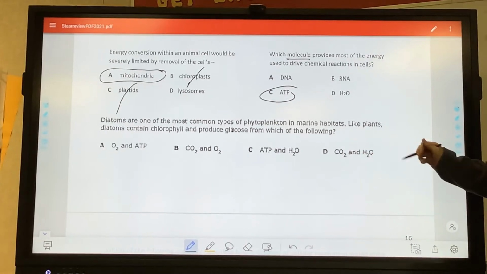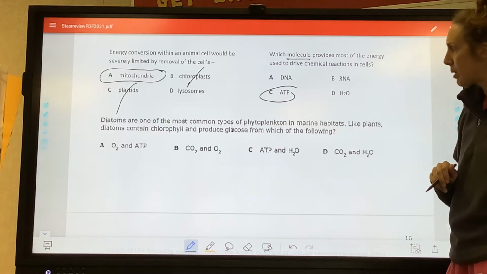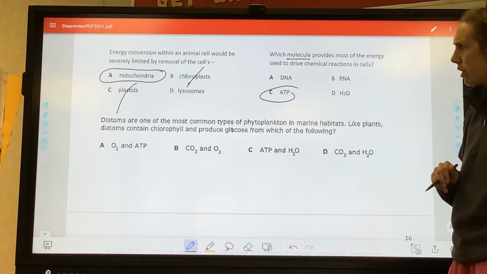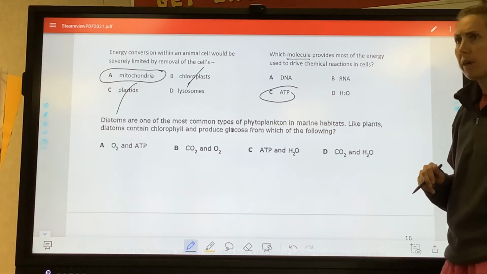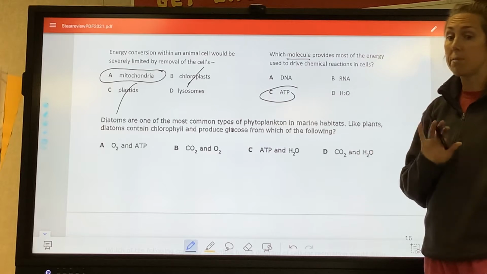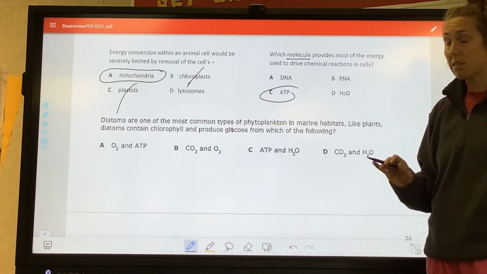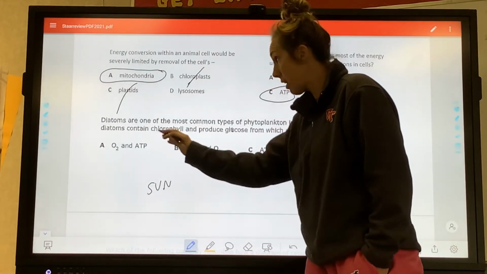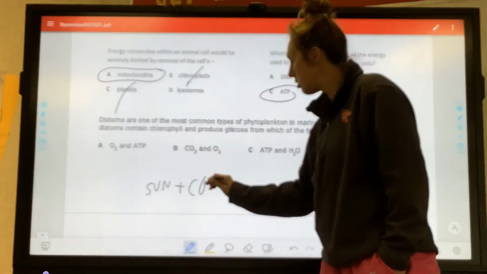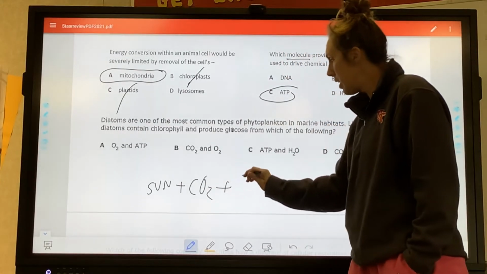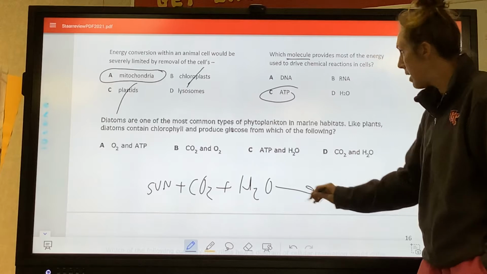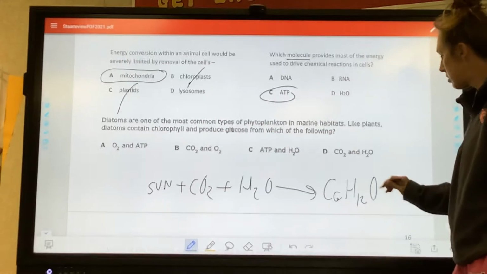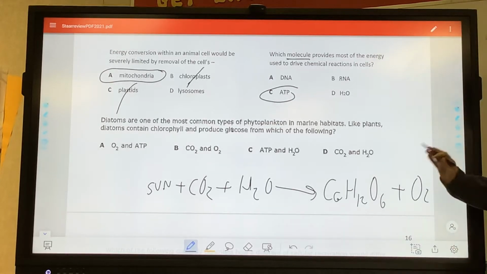Okay, diatoms are one of the most common types of phytoplankton in the marine habitats. Like plants, diatoms contain chlorophyll and produce glucose from which of the following? So it said like plants, so I'm going to treat these diatoms just like plants. And if that's the truth, just like plants, they need sun because they have chlorophyll. They need CO2 and they need water, and they produce glucose, C6H12O6, and oxygen. So I'm going to treat them just like plants.